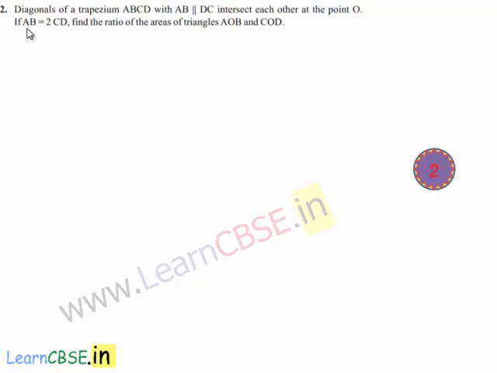Moving on to question number 2. Diagonals of a trapezium ABCD with AB parallel to DC intersect each other at point O. If AB is equal to 2CD, find the ratio of areas of triangle AOB and COD. Now moving on to the solution.